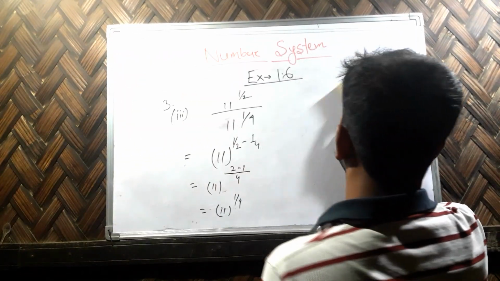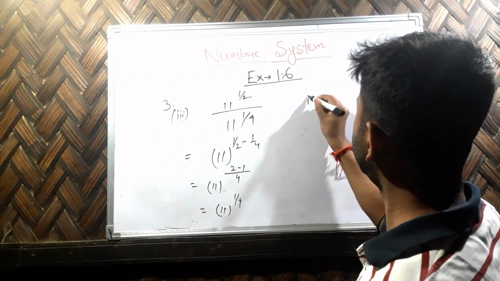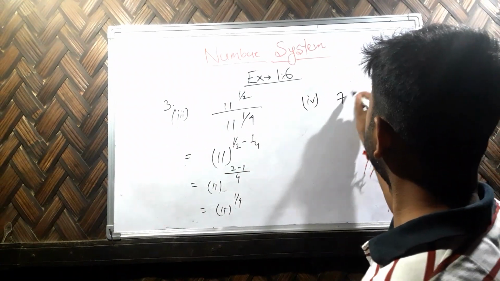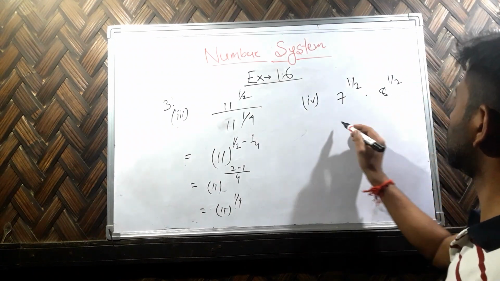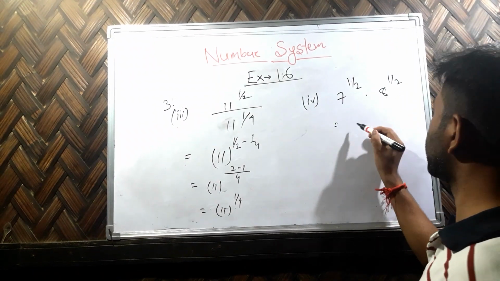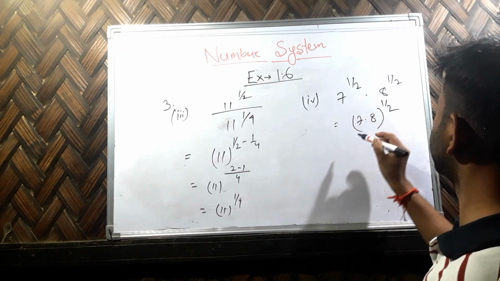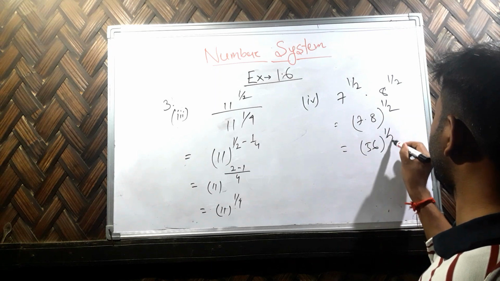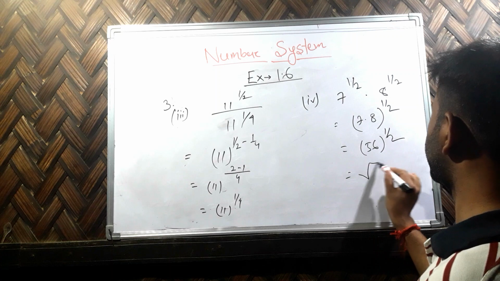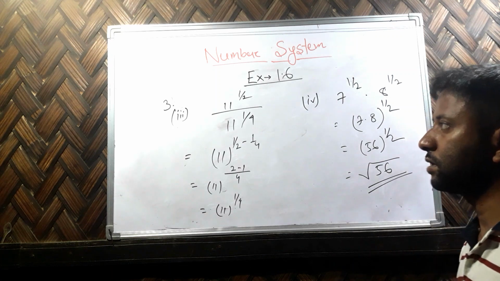Okay, I'm doing another one. This is, I think, question number 4. 7 to the power half and 8 to the power half. In this case I can write 7 into 8 whole to the power half, that means 56 to the power half. Half means root over 56. So this is the answer.